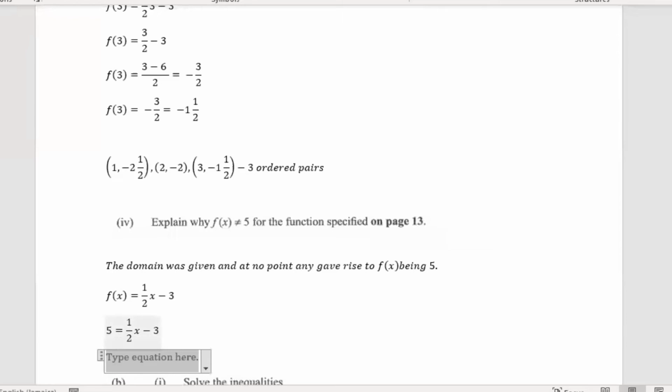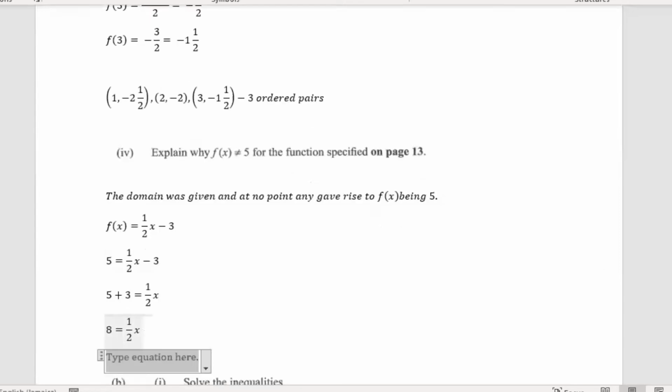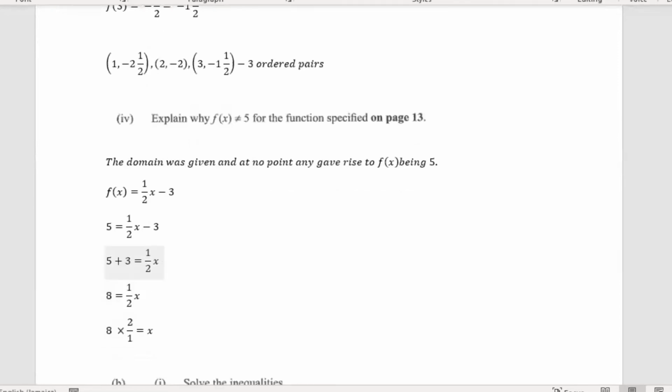So what we have is 5 plus 3 is equal to a half multiplied by x. This 3 was subtracting here, so to move it to the left-hand side, we need to add 3 to both sides of the equation. So 5 plus 3 is 8, equal to a half x. Now solving for x, it will be 8 multiplied by 2 over 1, as the half was multiplying. When it comes across, it will be dividing. We change our division sign to multiplication and flip the fraction, so we're flipping the half to get 2 over 1. Now we'll have 8 multiplied by 2 over 1, which is 16, equal to x.